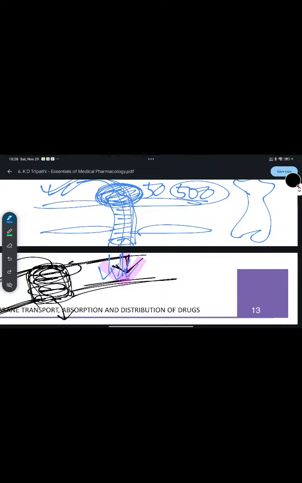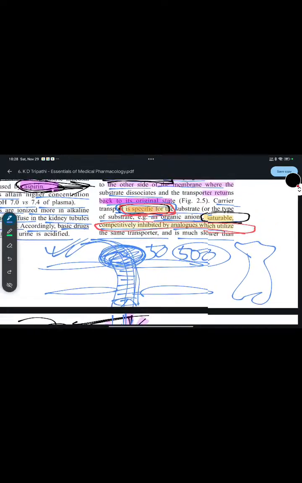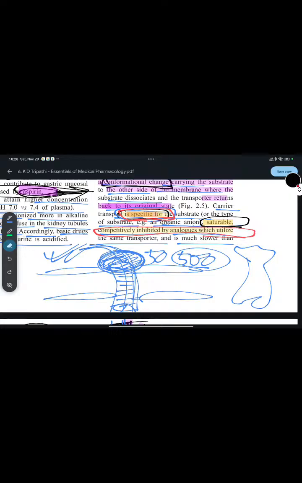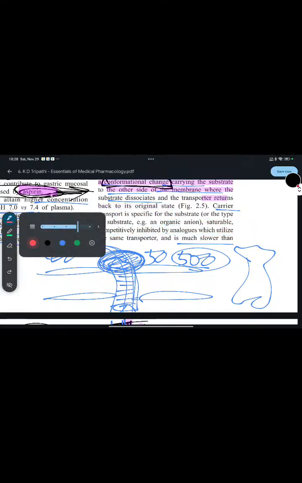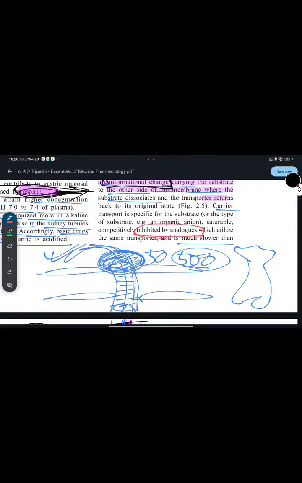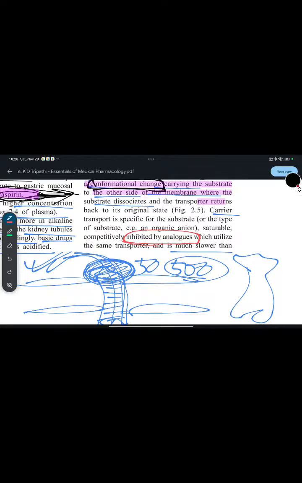So ultimately what is happening? The activity of the channel is now inhibited, or blocked, by using any type of analog. So that's why you have to remember that channels are specific, number 2, that channels are saturable, number 3, that channels are competitively inhibited by analogs that utilize the same transport.